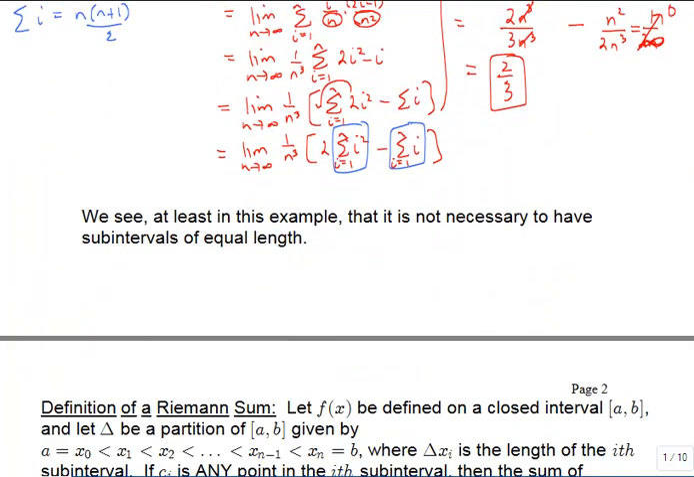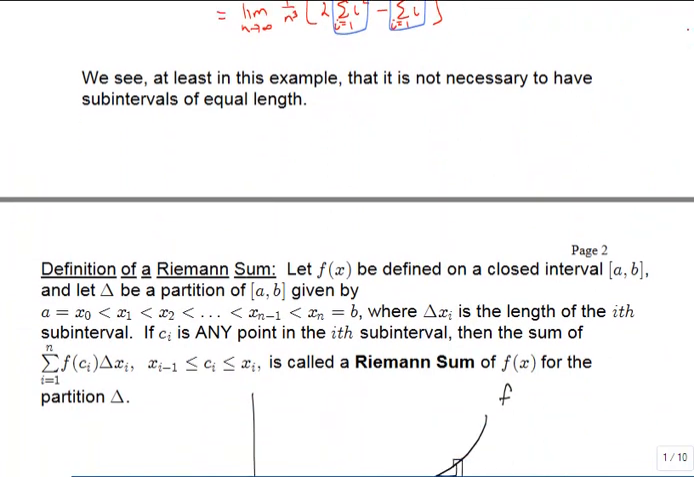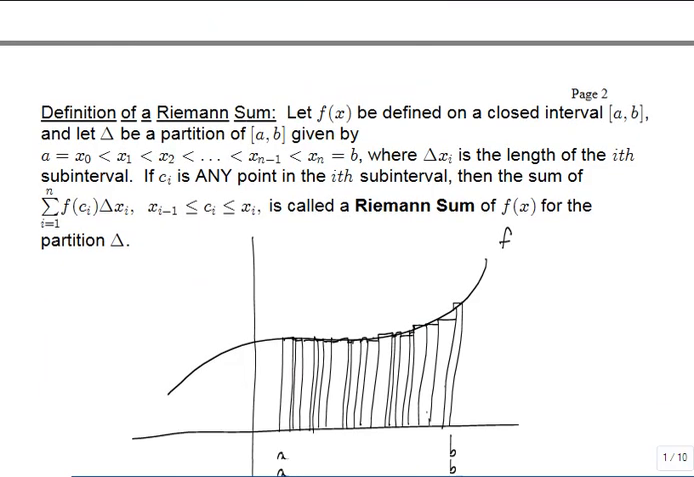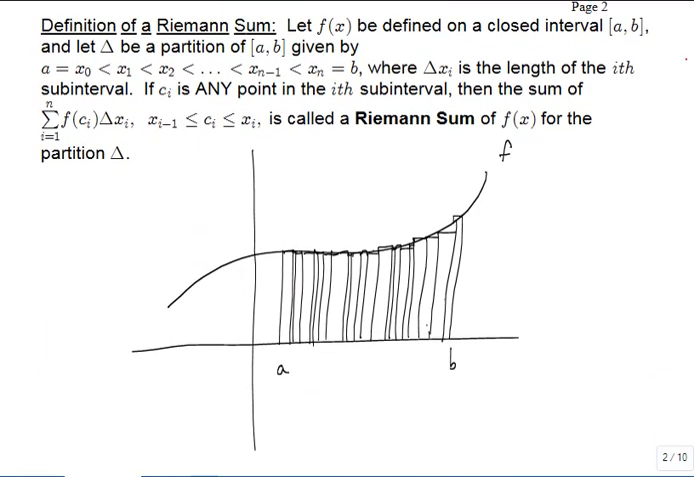But what we're going to see throughout this whole lecture today is that it's not necessary to have subintervals of equal length. And this is what's called a Riemann sum. It's named after a very famous mathematician who helped develop all of this.